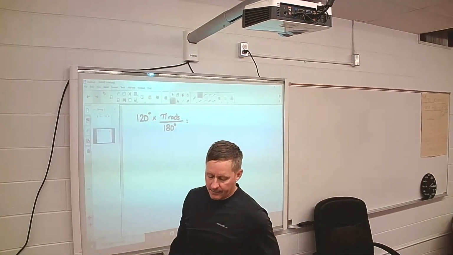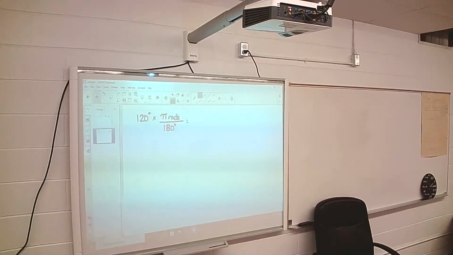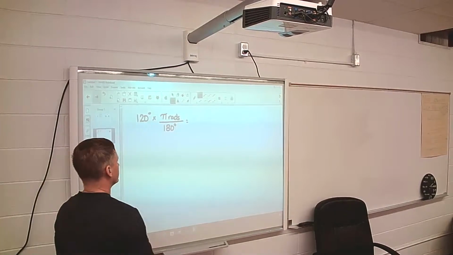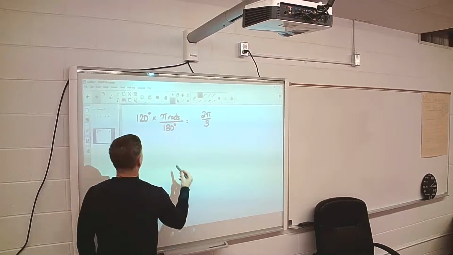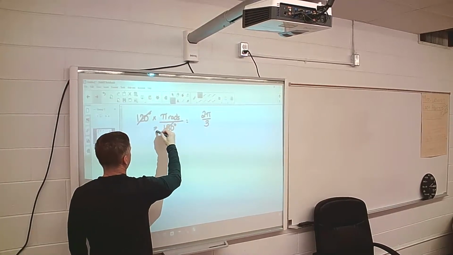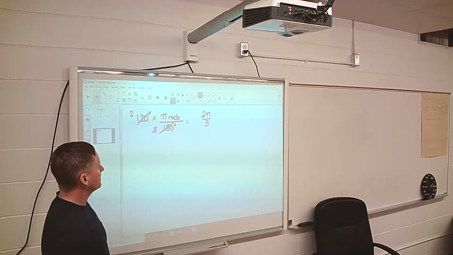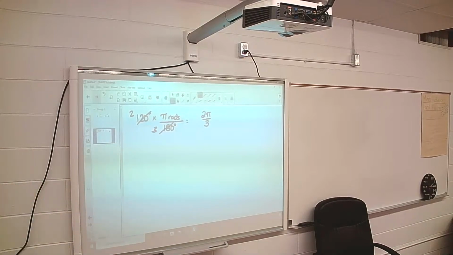Now, rather than multiplying by pi and getting a decimal answer, I mean, it's possible you can do that to get it in radians. I'm going to just leave it in fraction form with the pi value. 120 divided by 180. 60 goes into both. So 12 over 18 is the same as 2/3. So this is 2 pi over 3. So it works out to 2 pi over 3 radians. Okay?